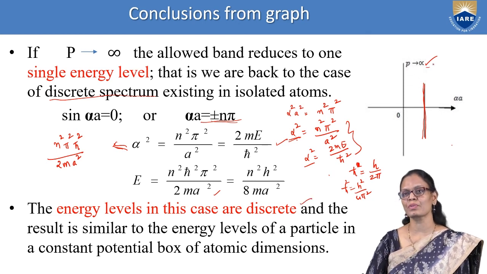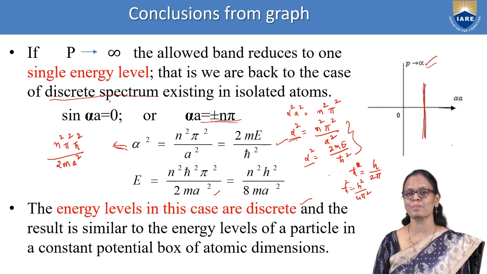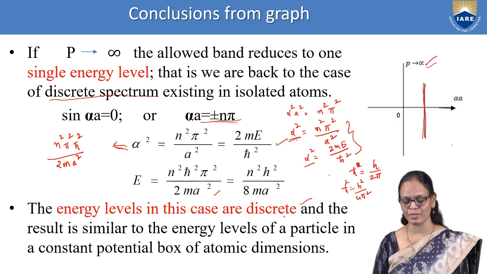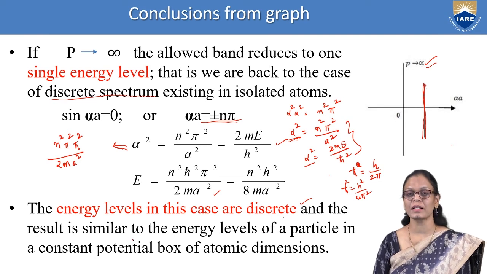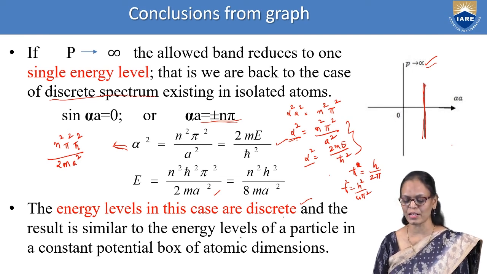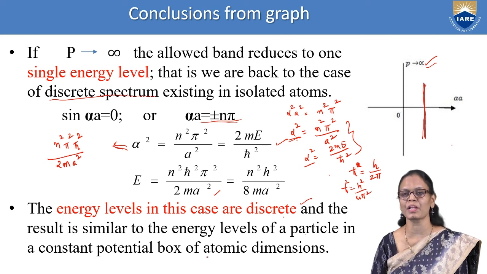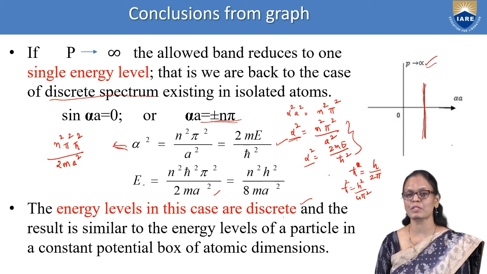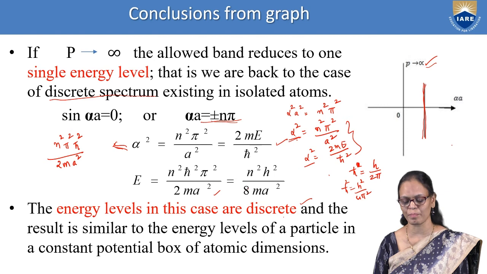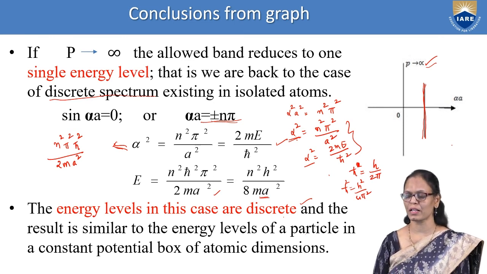So when P tends to infinity, what we are seeing here is the band reduces to a single line, and we are coming back to our discrete spectrum, where the energy values are discrete. And the result is similar to the energy levels of a particle in a constant potential box, where we have derived this expression E is equal to n square h square by 8m A square, or L square. It depends upon the dimensions of the box. So the same thing we are having, what energy values the particle can have.